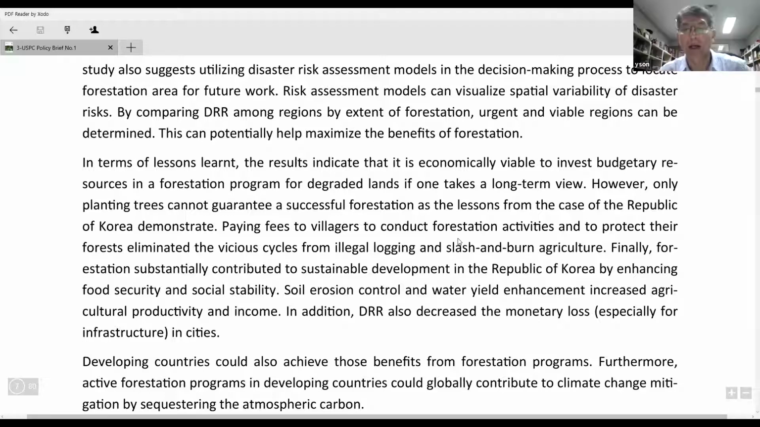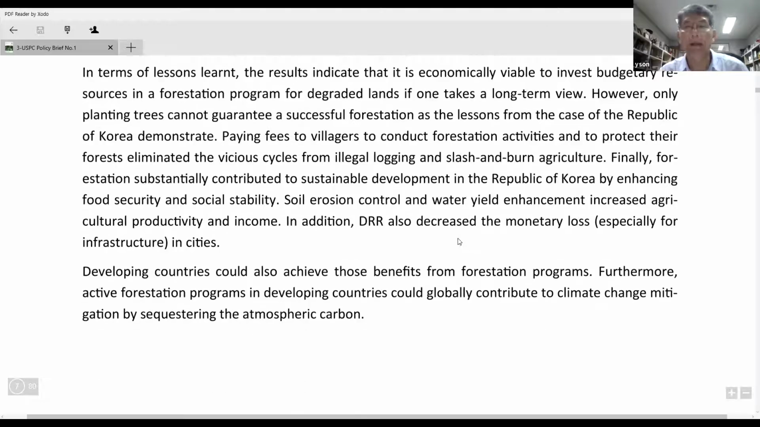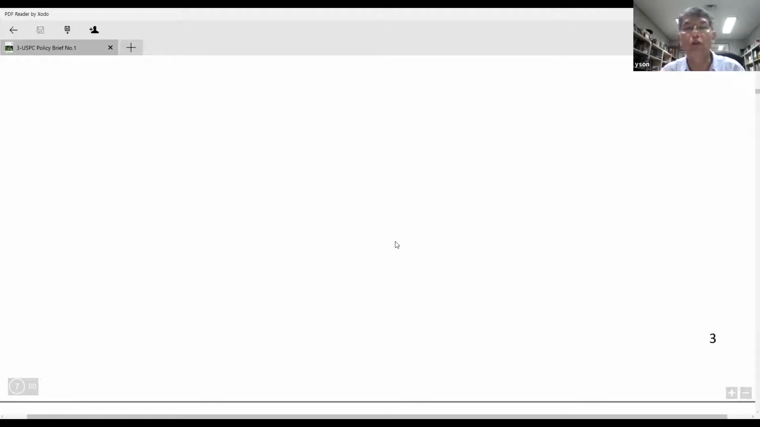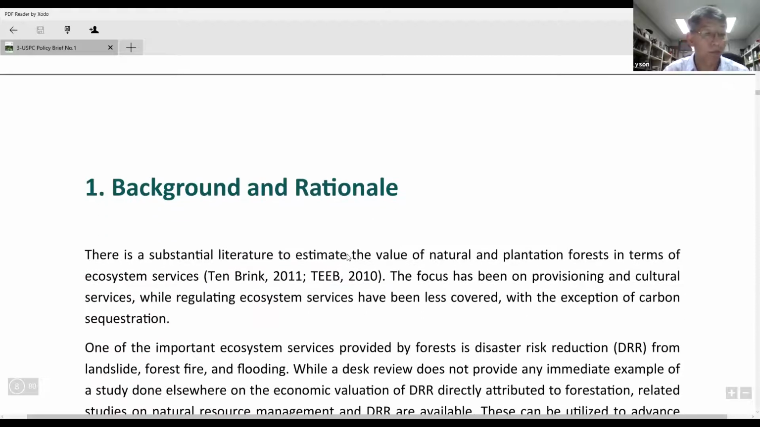That's why I stressed many times the importance of the local community. So community-based forestry will be very useful. Okay, that's the point I'd like to stress in the summary. Okay, let's move to the background and rationale.